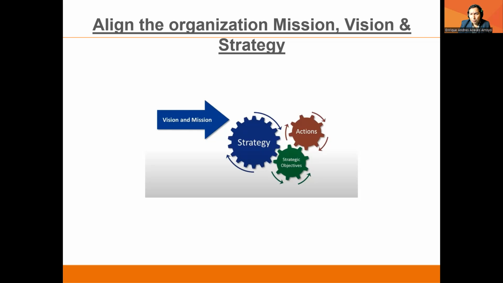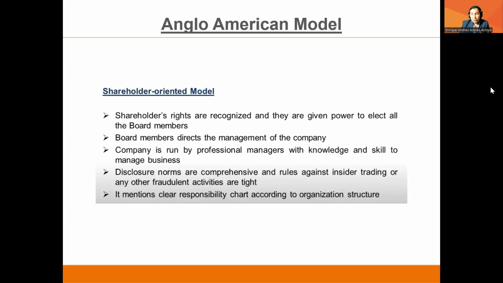As you might see here in the picture, you have the vision and mission, which is created by the owner, and the CEO is the one who executes and creates the strategy in order to achieve those indicators, that vision, that mission. So we have here the Anglo-American model.